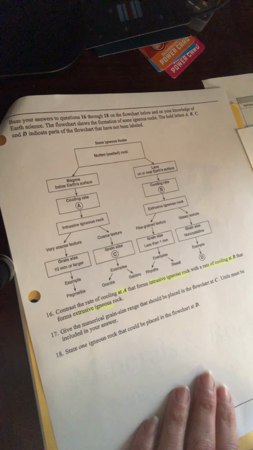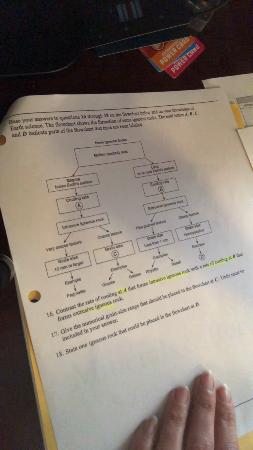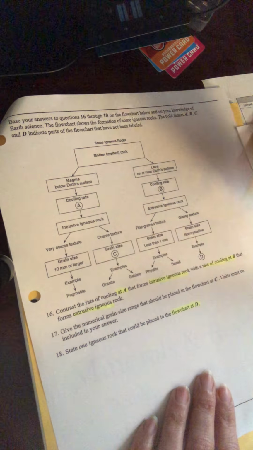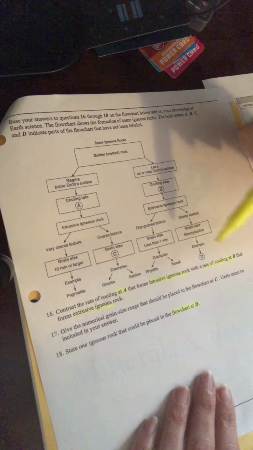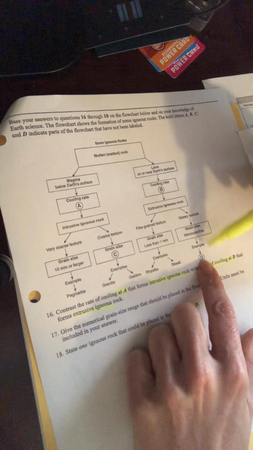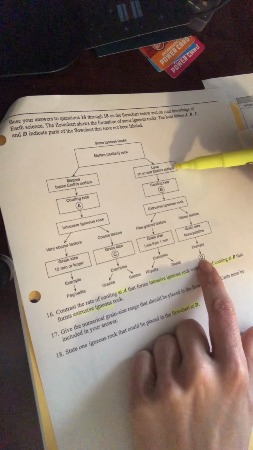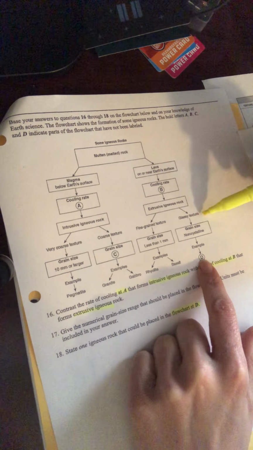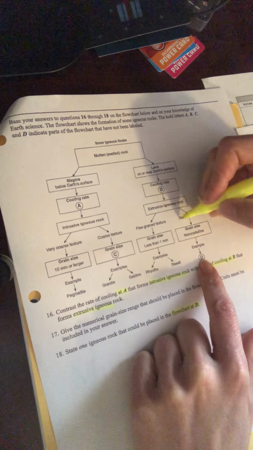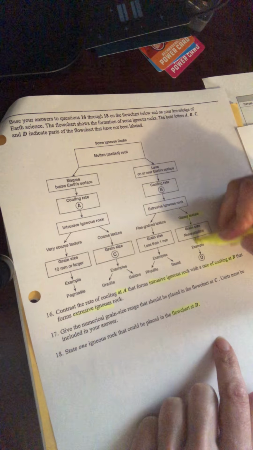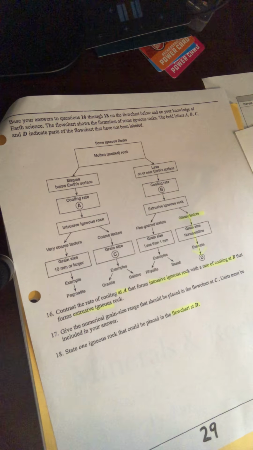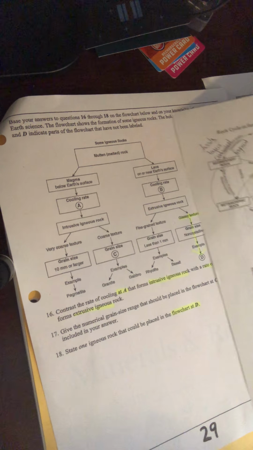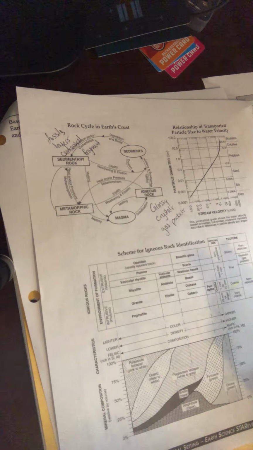And then finally, number 18, state one igneous rock that could be placed at flowchart D. So if I look for D, which is all the way down here, we know this rock was formed by lava. It cooled quickly. It's an extrusive rock. It has a glassy texture. Once we know it has a glassy texture, we now know our answer. There can be more than one answer though for that one. So we're looking for our glassy texture.